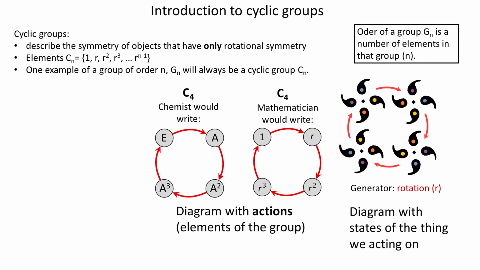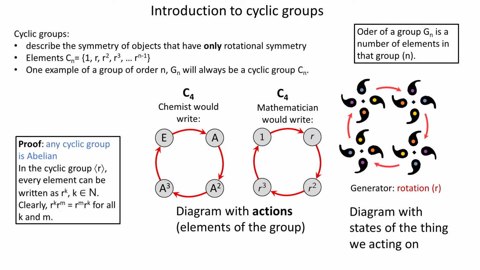Please notice that chemists would label the elements in a cyclic group a bit differently. Mathematicians often give the identity element the symbol 1, as anything multiplied by 1 gives the same thing back. Chemists like to think of the identity element as E. I will be using both notations in this video. The last thing on the slide is that any cyclic group is abelian.